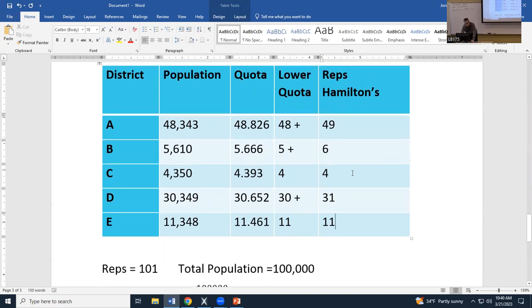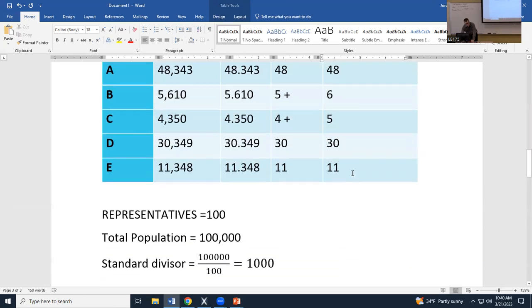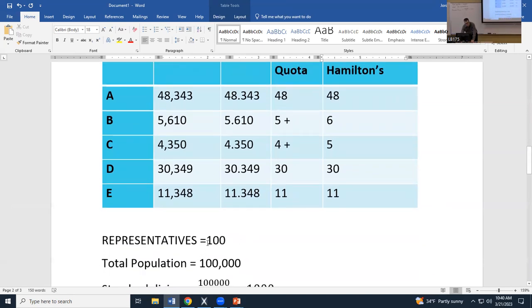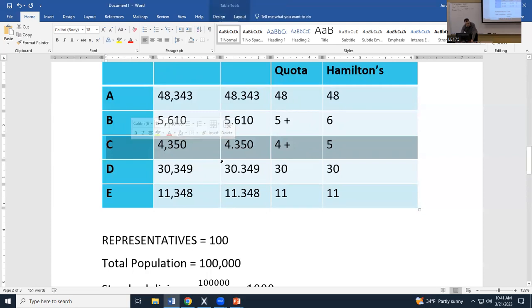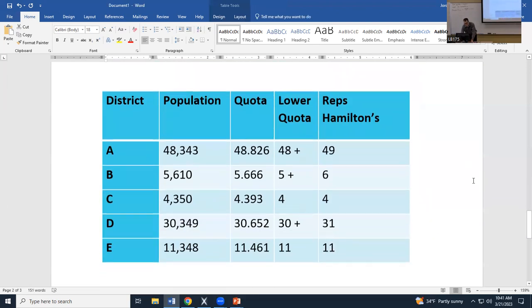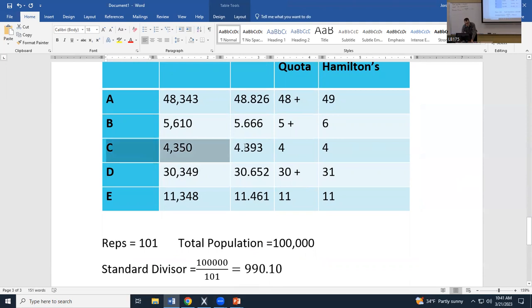Here's another detail that's really weird. I want you to notice that when we had 100 representatives, District C got 5 representatives. Okay, follow that? However, when we added 1 to the system, District C actually lost a representative, and 2 other districts, namely A and D, both gained 1. Can you follow that? So District C lost a representative, even though the total system gained a representative.